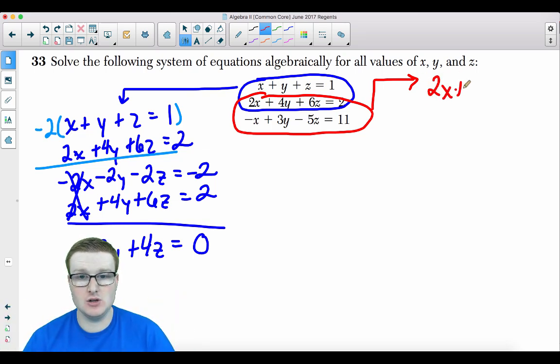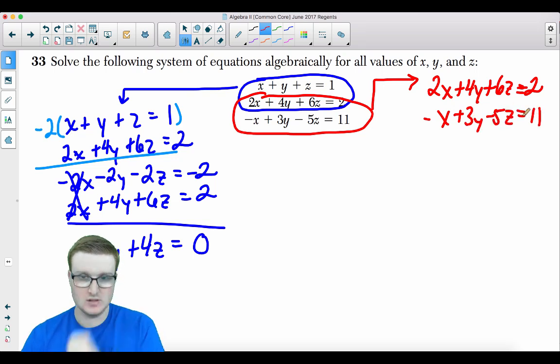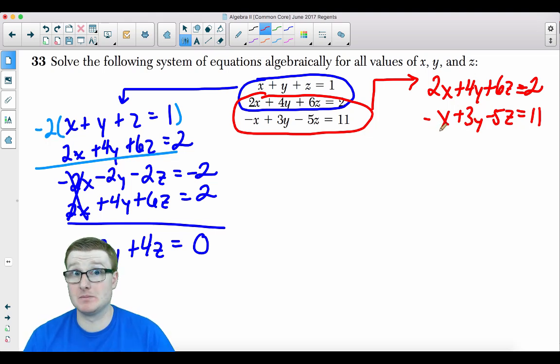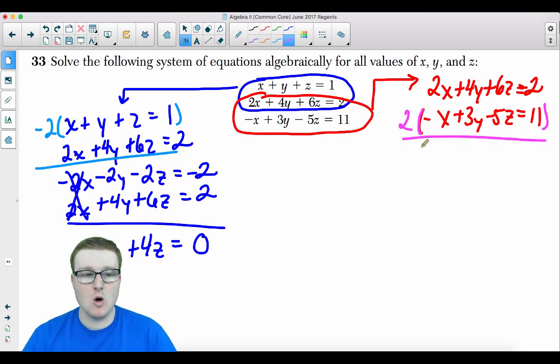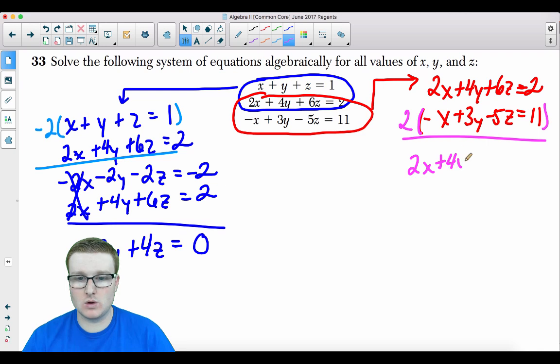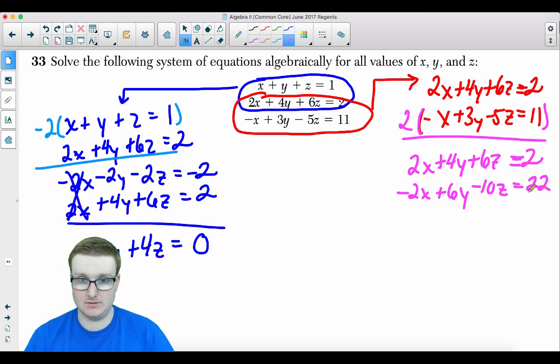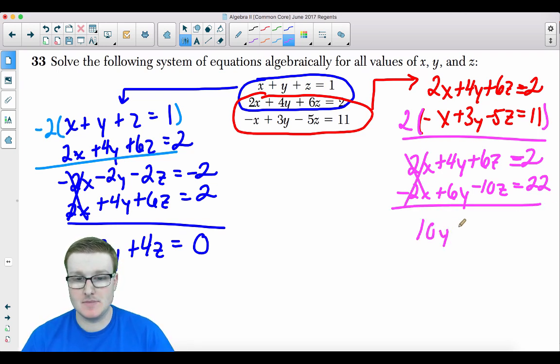Here we go. So you have 2x plus 4y plus 6z equals 2, and -x plus 3y minus 5z equals 11. So we want to multiply the bottom by 2 to get rid of those x's. We get 2x plus 4y plus 6z equals 2, and -2x plus 6y minus 10z is equal to 22. Did I do everything right? Yes, I did. Okay, good. Now we're going to add these up. Those 2x's cancel. We get 10y minus 4z is equal to the number 24.